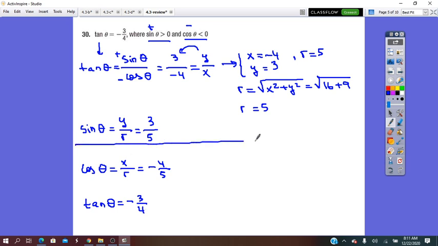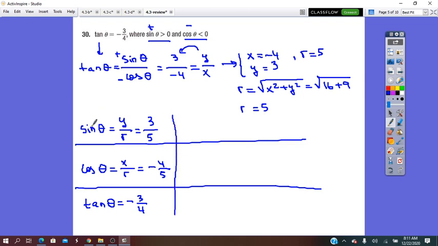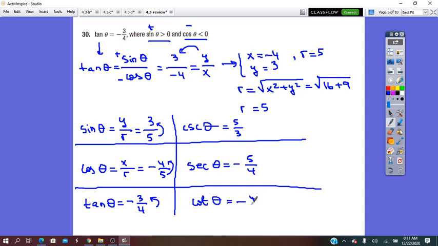If we know the sine, cosine, and tan, we can find the reciprocal of each one of them. The reciprocal of sine is cosecant theta, so it will be 5 over 3. The reciprocal of cosine is secant theta, which will be negative 5 over 4. And the reciprocal of tan is cotangent theta, which is negative 4 over 3. Let's try more.